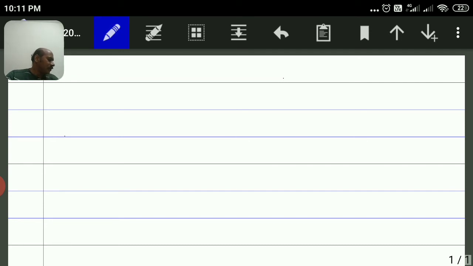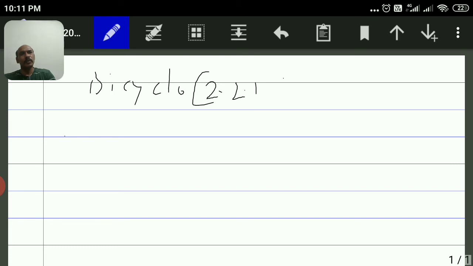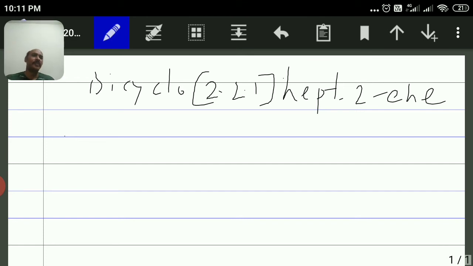Okay, that example is bicyclo in square brackets 2.2.1 hept-2-ene. So it is the name given there.